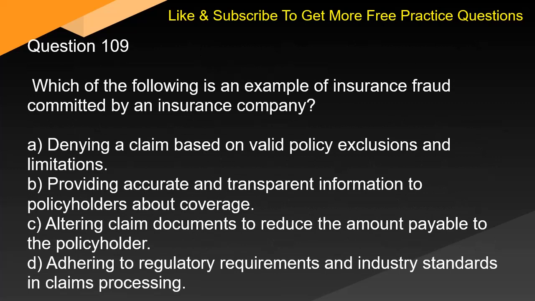Question 109. Which of the following is an example of insurance fraud committed by an insurance company? A. Denying a claim based on valid policy exclusions and limitations. B. Providing accurate and transparent information to policyholders about coverage. C. Altering claim documents to reduce the amount payable to the policyholder. D. Adhering to regulatory requirements and industry standards in claims processing.